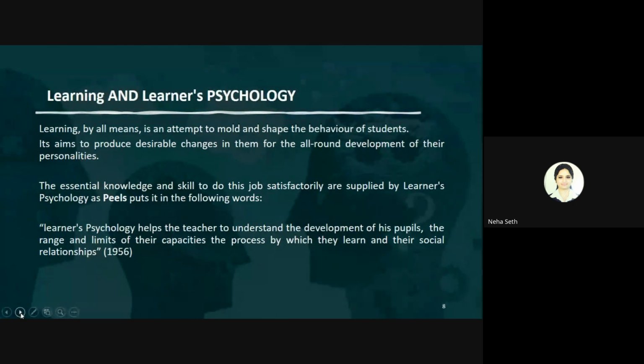The definition of this thought is put in by Pease, who said that learner psychology helps the teacher to understand the development of his pupil, the range, and social relation. A 360-degree process. Please come to the next slide.